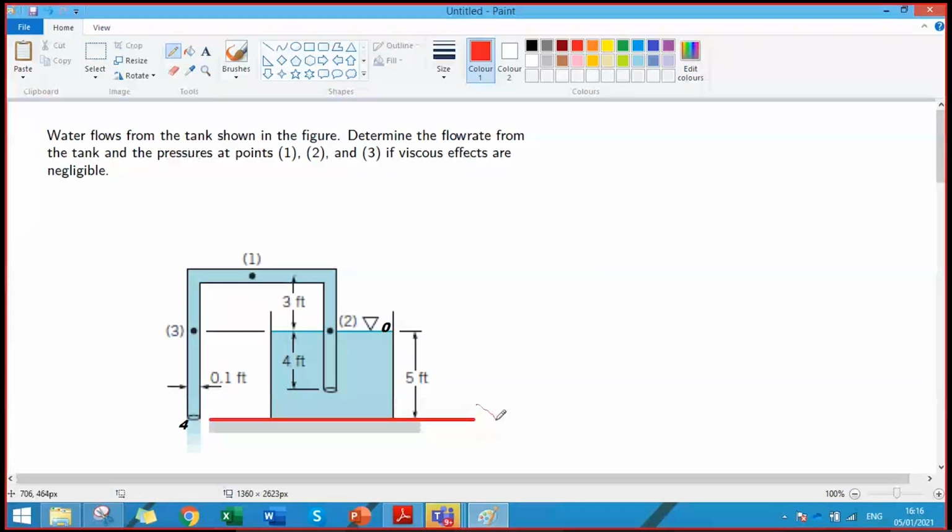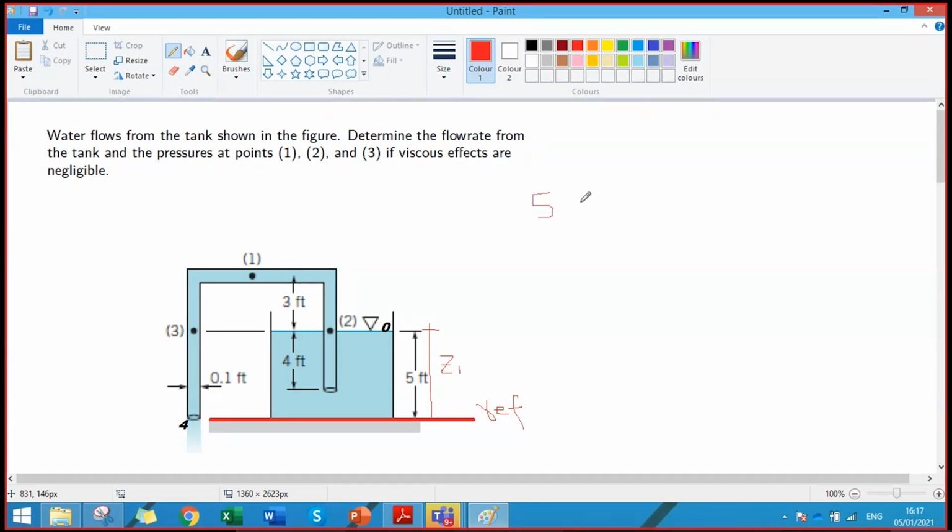So now if I ask you to write the Bernoulli equation between point 0 and 4, what will it be? Starting from point 0, P0 would be 0. V0 would be 0. We will only have Z1, which is 5 feet. So we'll write just 5 equal to the equation at point 4. I am writing the equation between points 0 and 4 so you are not confused.